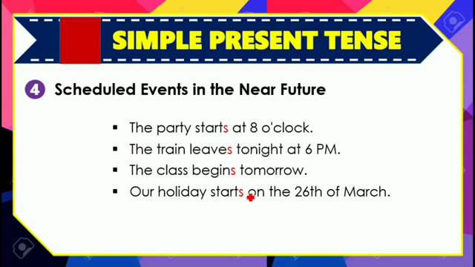Do not forget our subject and verb agreement here. We have singular subjects: party, train, class. Class is a collective noun, and in this sentence, it is considered a singular subject. Holiday is singular also, so that means that we have added an s to all of our verbs here: starts, leaves, begins, and starts.